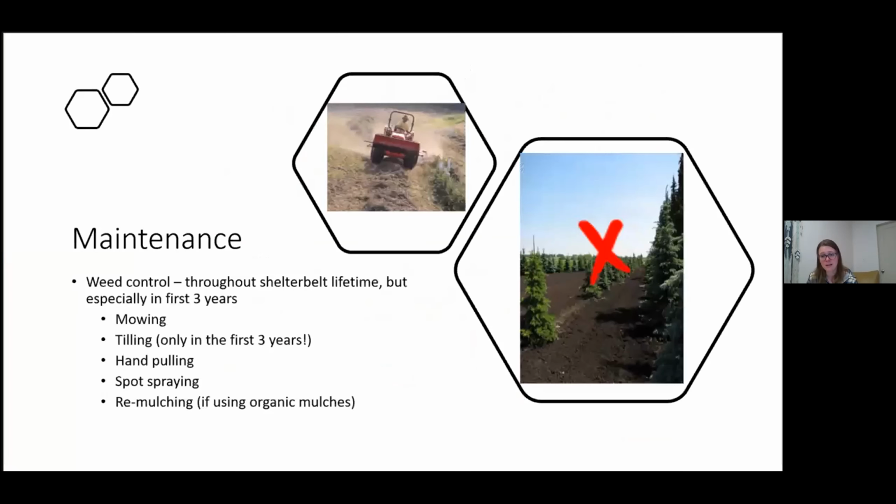See, moving on to maintenance. So maintenance is always something that folks need to expect when they're doing their planting. The best trees, the fastest growing trees, are the ones that you're looking after. So you want to ensure your maintenance. So weed control can be done by mowing, tilling and pulling, or spot spraying, whatever suits your project.